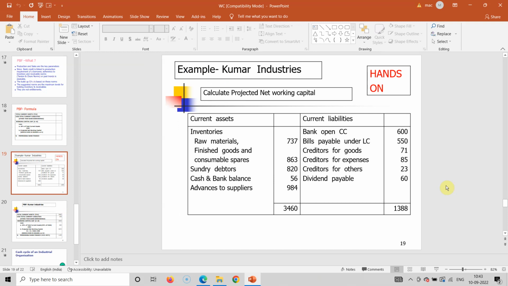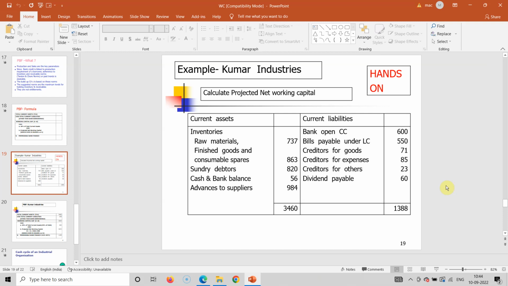So these are the examples, hands-on. You can note it down and calculate it yourself by viewing these videos again and again. So I'm just reading out the values. Inventories: raw material 3737, finished goods and consumables payables 863, sundry debtors 820, cash and bank balance 56, advance to suppliers 984. Current liabilities: bank opening cash credit, bills payable under letter of credit 550, creditors for goods 71, creditors for expenses 85, creditors for others 23, dividends payable 60.